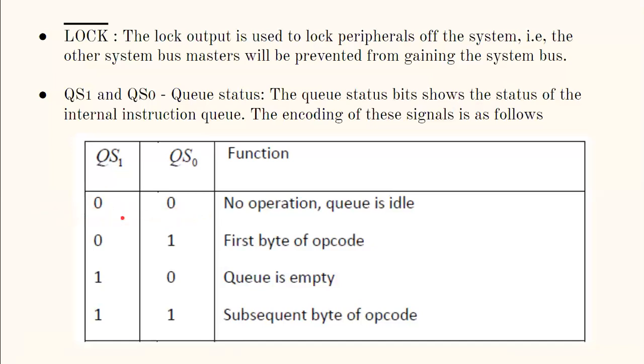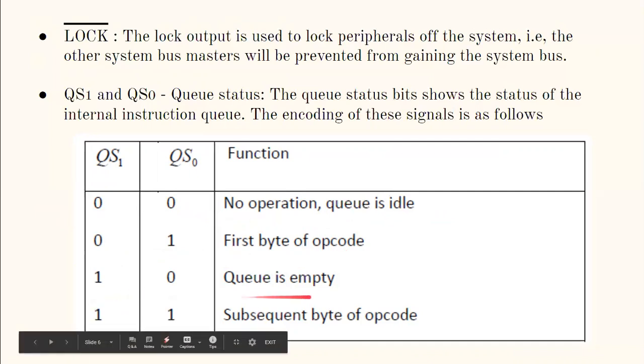If it has 0, 0, that means it is performing no operation, the queue is idle. If it has 0, 1, that means the first byte of opcode is present within that queue. 1, 0, that means the queue is empty and it has nothing to execute further. If it has 1, 1, that means the bytes present within the instruction queue are subsequent bytes of an opcode.